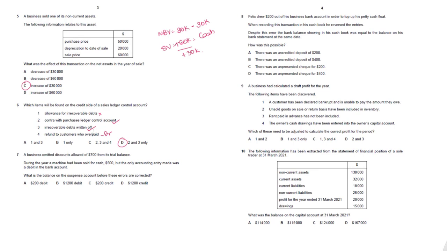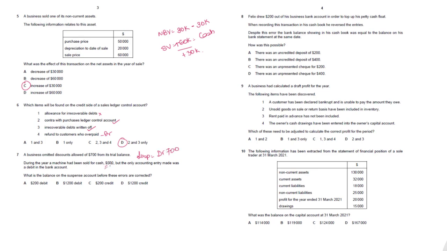A business omitted discounts allowed of 700 from its trial balance. During the year, a machine had been sold for cash $500, but only the accounting entry made was debit in the bank account. What is the balance on the suspense account before these errors are corrected? So because of the first error, when you don't take discount allowed, which is a debit account in the trial balance, if you don't take it, because of this, suspense will have a debit balance of 700.